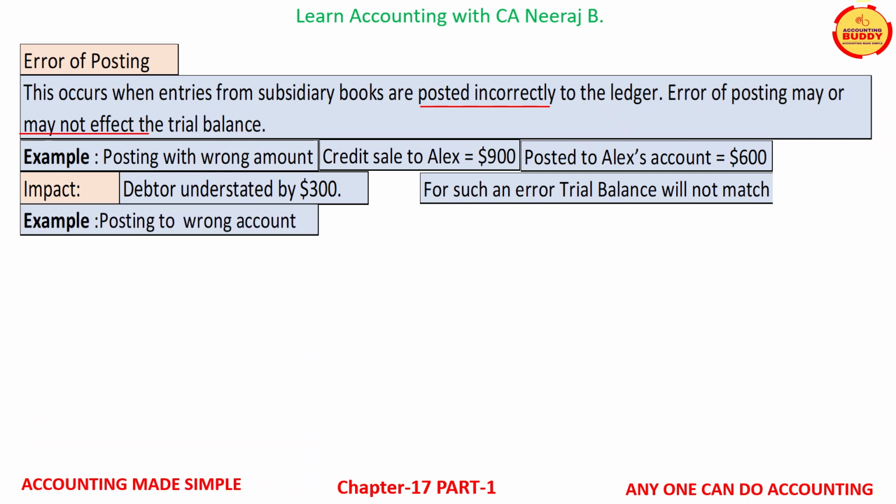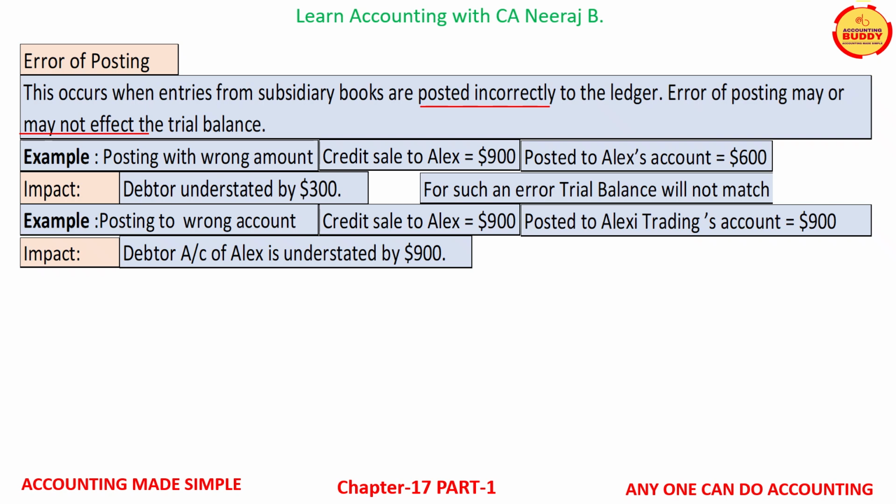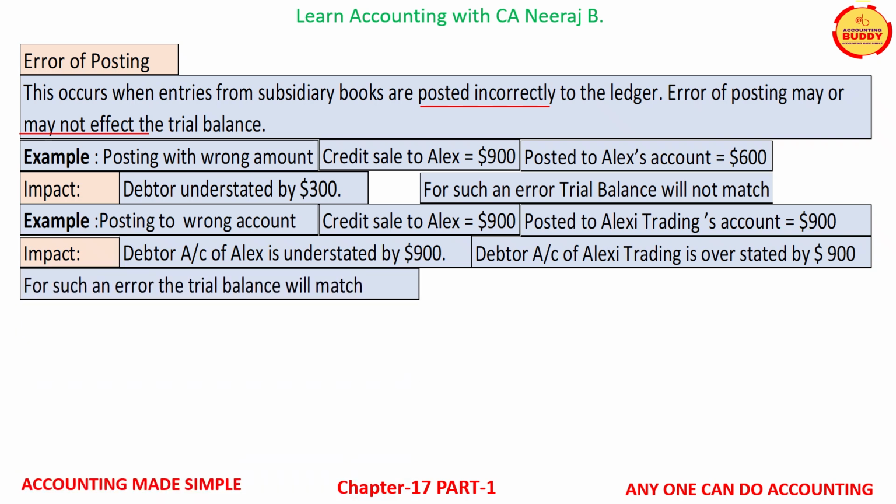Now let us take another example of posting to the wrong account. Goods for $900 are sold on credit to Alex. However, the entry is posted to the account of Alexi Trading instead of Alex account for $900. In this example, the correct amount is posted but to a wrong account. Let us understand the impact of this error. The debtor's account of Alex is understated by $900 while the debtor's account of Alexi Trading is overstated by $900. For such an error, the trial balance will match.